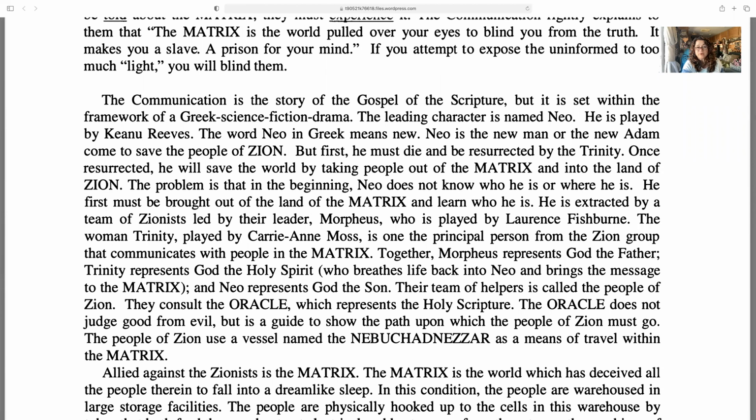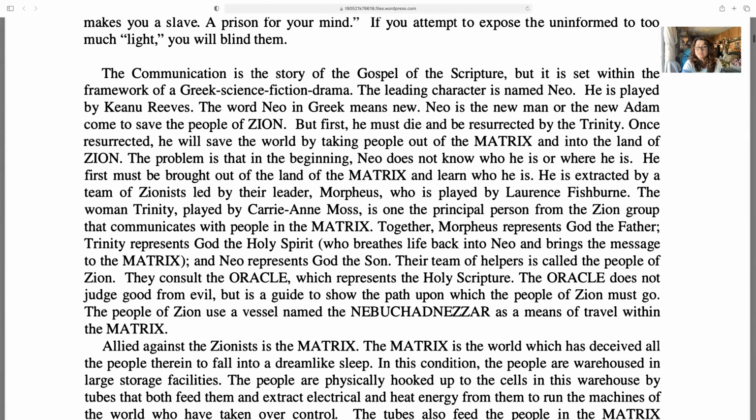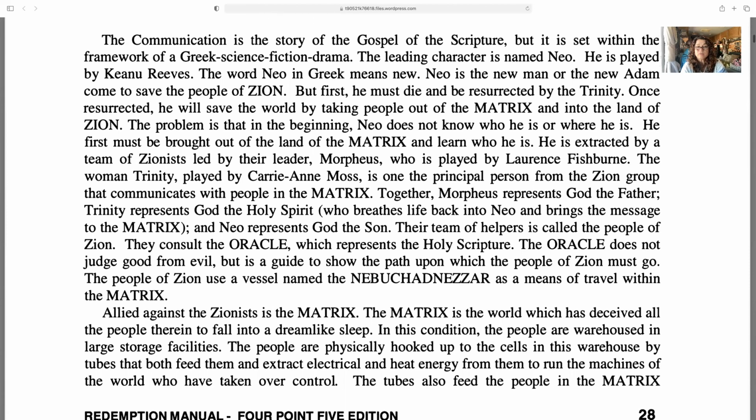Oh. The problem is that in the beginning, Neo does not know who he is or where he is. He first must be brought out of the land of the Matrix and learn who he is. He is extracted by a team of Zionists led by their leader, Morpheus, who is played by Laurence Fishburne. The woman Trinity, played by Carrie-Anne Moss, is one of the principal persons from the Zion group that communicates with people in the Matrix. Together, Morpheus represents God the Father.